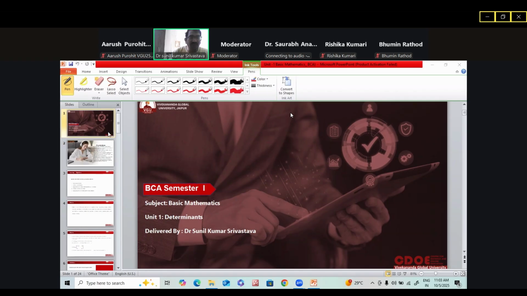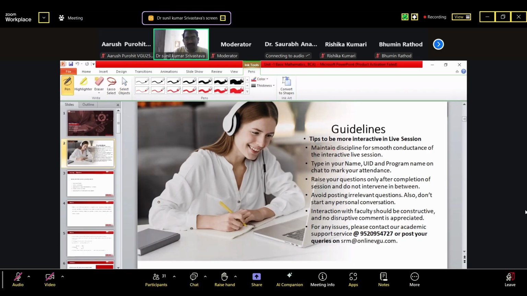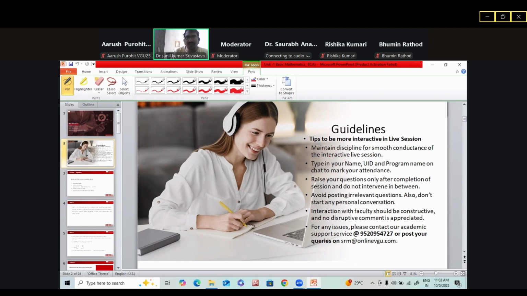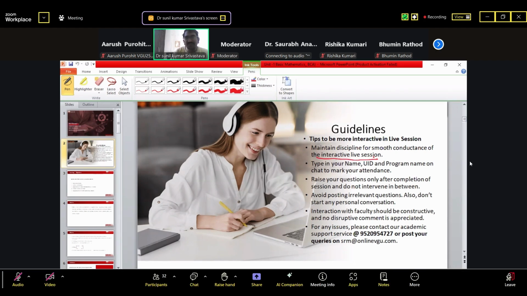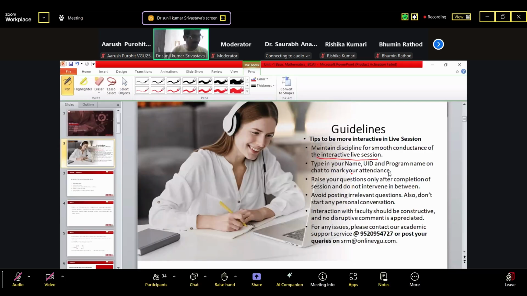Before starting the session, we have to know the guidelines we have to follow during the sessions. You are already familiar with these guidelines from every lesson of your lectures. Maintain the display for smooth conduct of the interactive live sessions. Type your name and program name in the chat box to mark your attendance. Raise your questions only after the completion of the session.